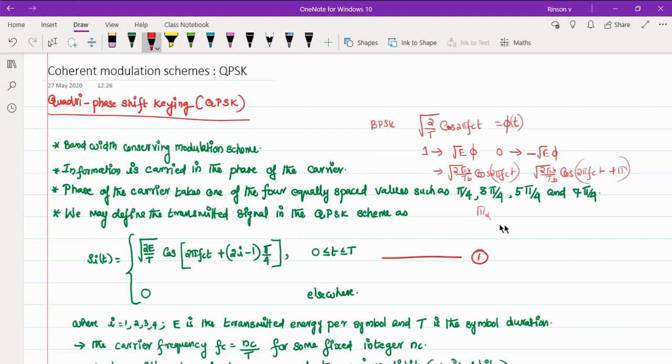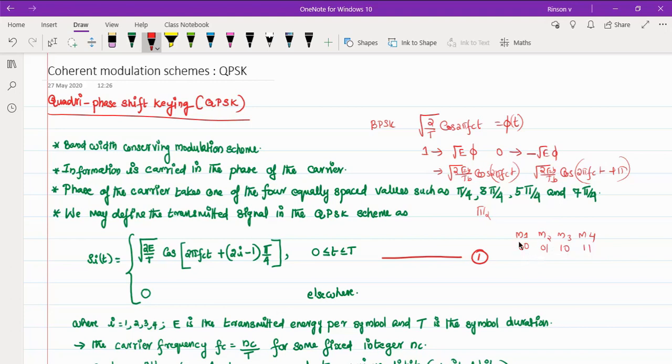So you have 4 symbols to transmit: M1, M2, M3 and M4. You can encode it like this: 0 0, 0 1, 1 0, 1 1. You can use a different encoding as well, 1 0 here, 1 1 here, 0 0 here, 1 0 1 here, like that. Okay.